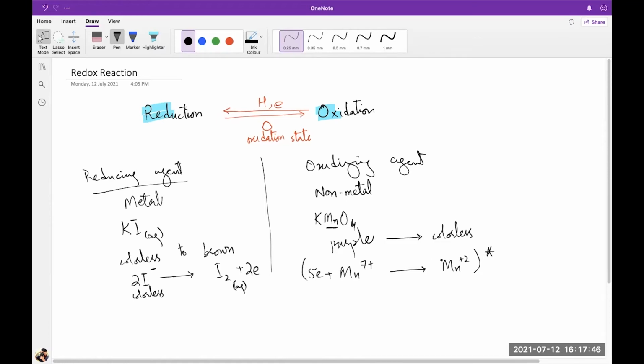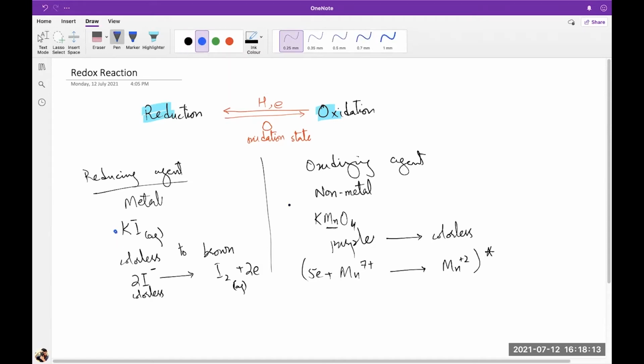So manganese is plus 7, and then it changes to manganese positive 2, which is colorless. That is because it gains 5 electrons. Every manganese ion gains 5 electrons, and that means it has been reduced. So it takes electrons from something. It can be a little confusing to think about.